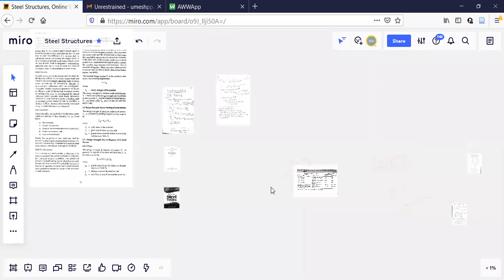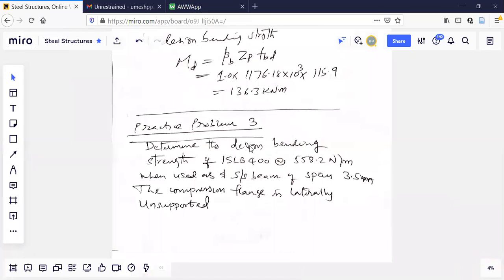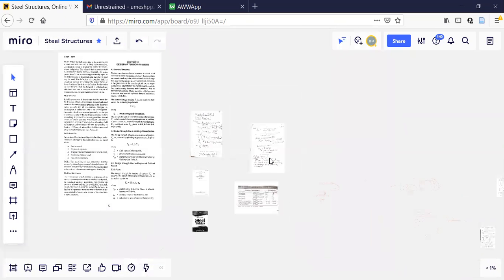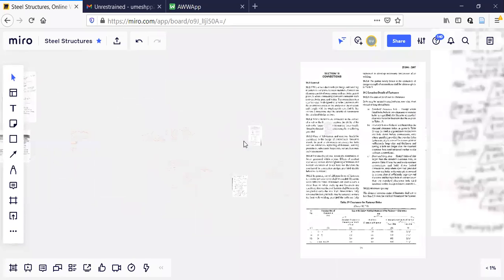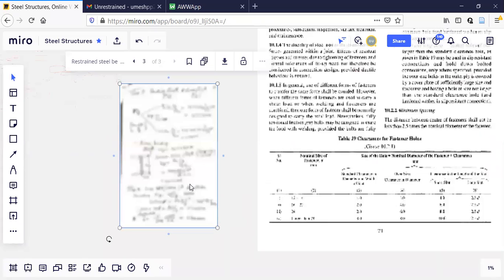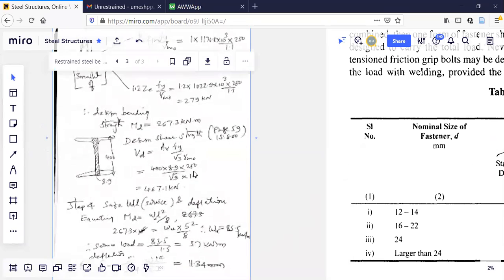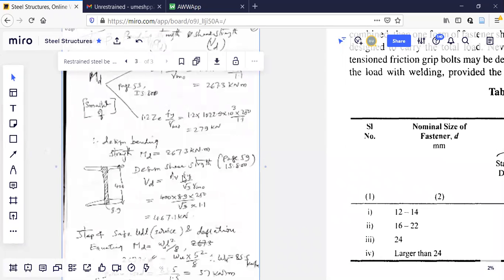You compare that restrained beam MD and this MD, whatever this bending strength, 136. Compare that one, because it is going to take time for me to search it. Anyway, it is already given in your WhatsApp group. See, the design bending strength was the smaller of these two. Page number 53. It was 267.3.